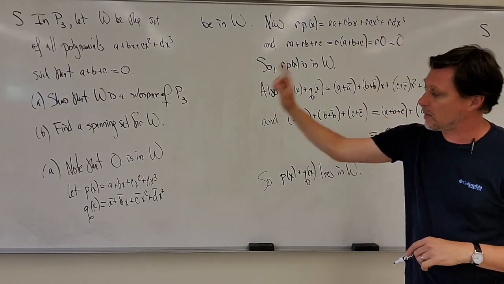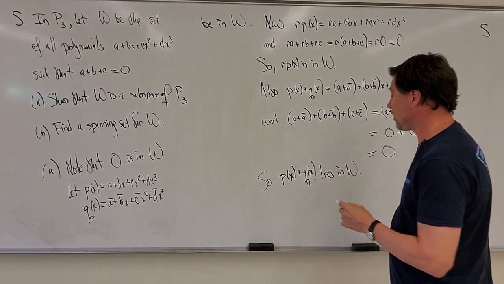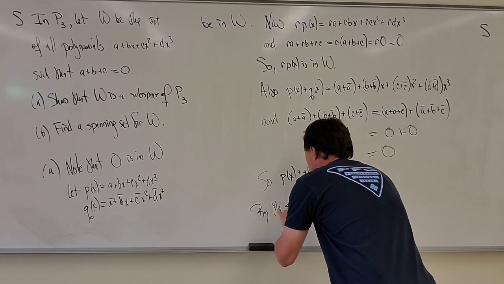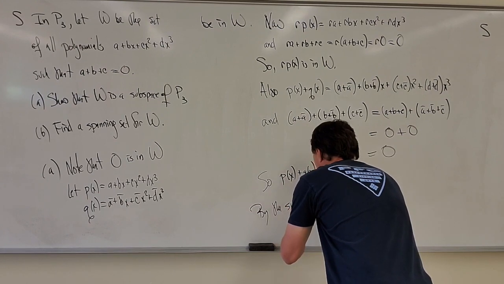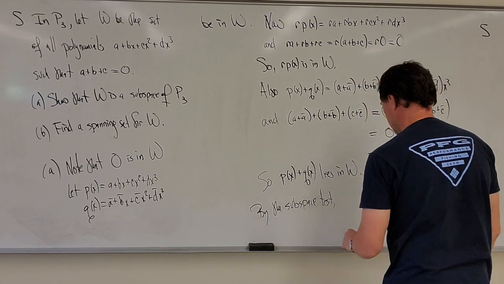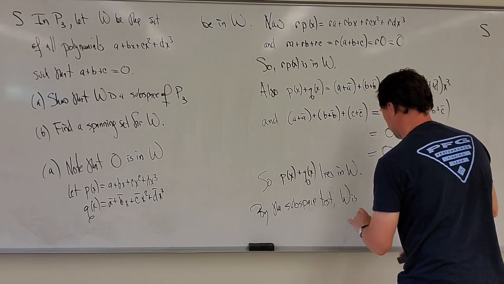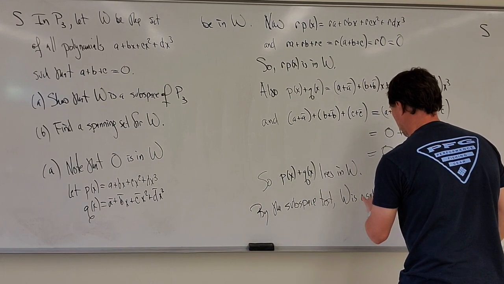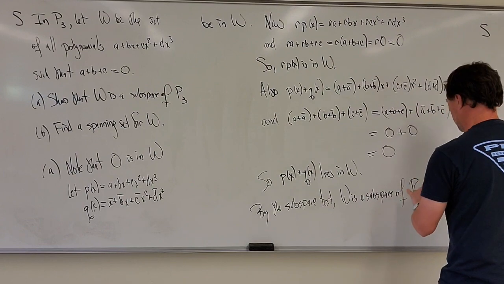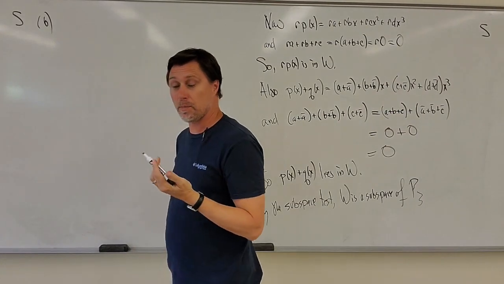We showed that it's non-empty. We found a vector in there. We showed that it's closed under scalar multiplication and under addition. So by the subspace test, W is a subspace of P3.